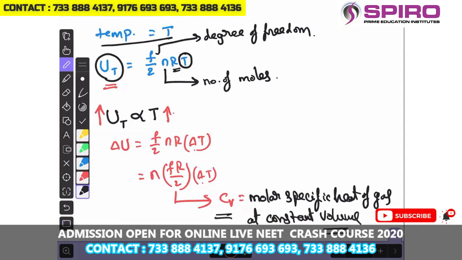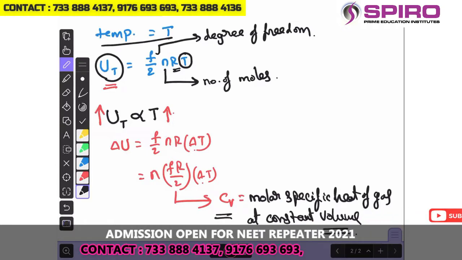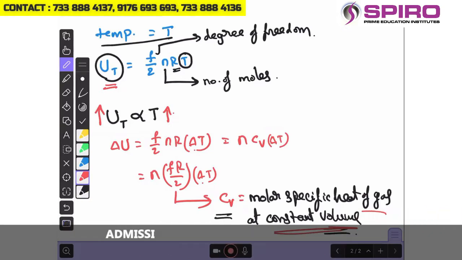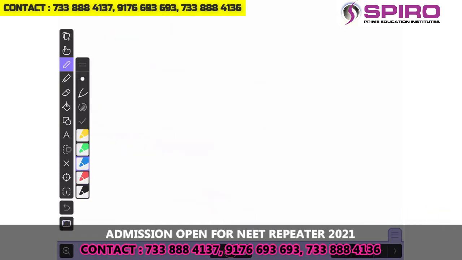So the change in the internal energy can be written as n CV delta T. Okay, and if the molar specific heat of the gas at constant volume is CV, based on this you can define the molar specific heat of the gas at constant pressure as well. So what is the molar specific heat of the gas at constant pressure? That's what I am giving you here.